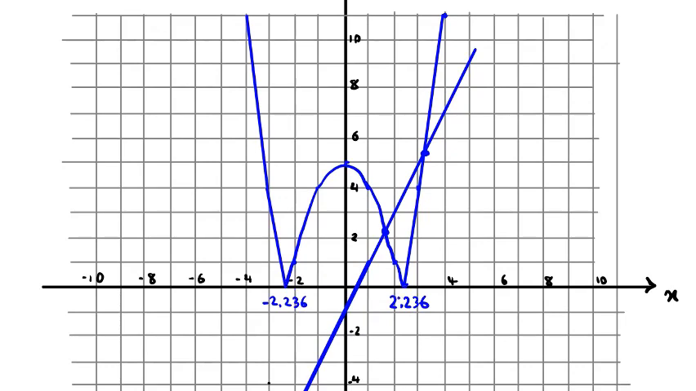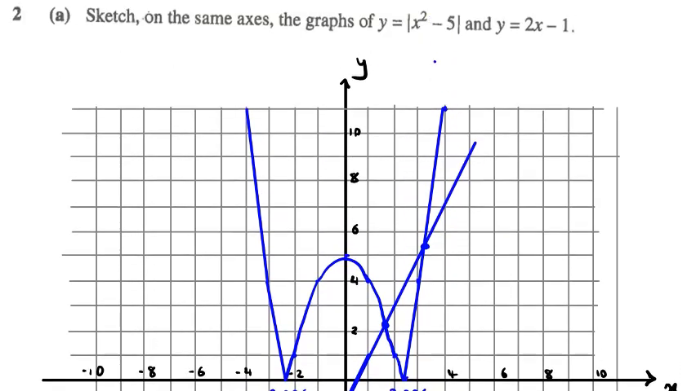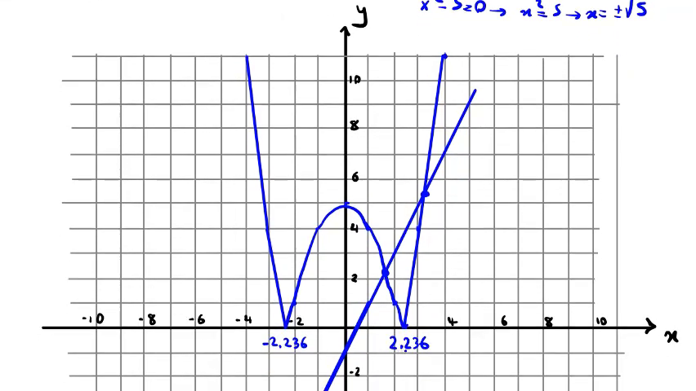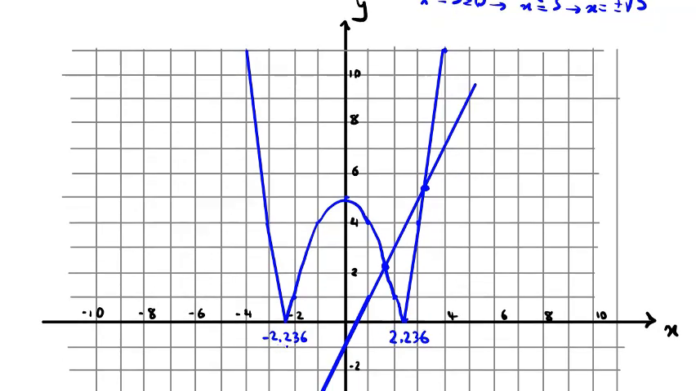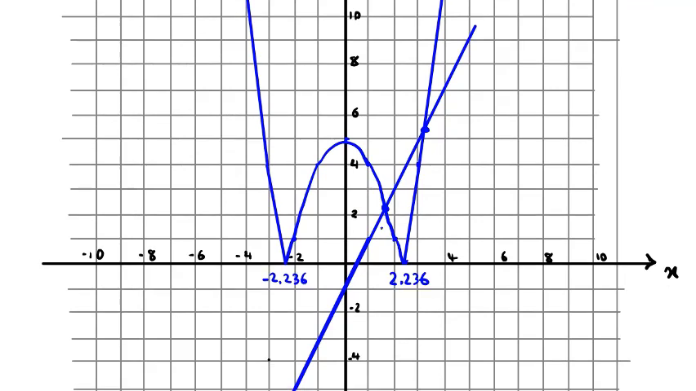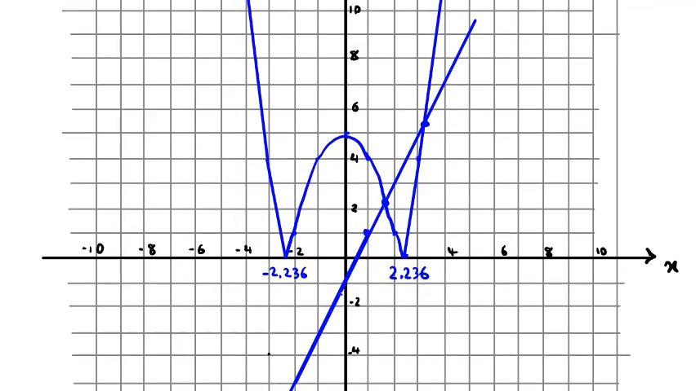If you want to find x-intercepts, you say, okay, x squared minus 5 equals 0, so x squared equals 5, so x equals plus minus root 5, which are these points 2.236 and negative 2.236. And for y equals 2x minus 1, it is a line. You need to only consider 2 points. If x is 0, y is negative 1. If x is 1, 2x minus 1 will be 1. And as you can see, we have two intersections.